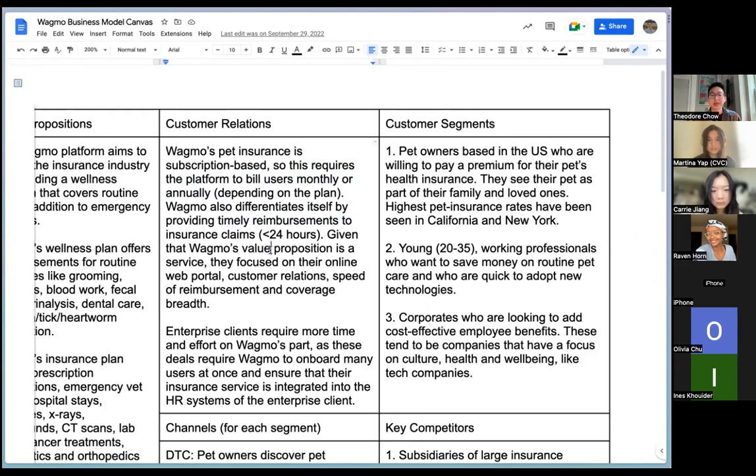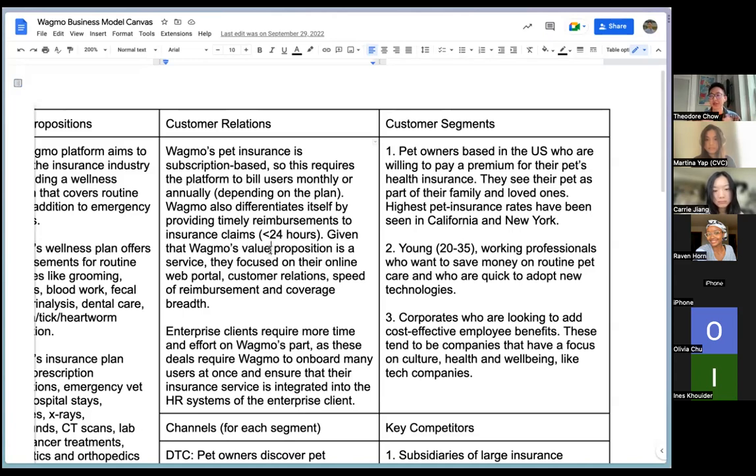And alternatively, there's also enterprise clients. So Wagmo is also exploring a B2B option where they are looking to integrate into insurance plans provided by companies themselves. You can read this here, but basically it's a little more time and effort on Wagmo's part to acquire these enterprise clients. But once they're on board, they can integrate into the HR systems of these big companies and provide pet insurance for those who own pets within the company, which is also pretty smart on their end, I think.